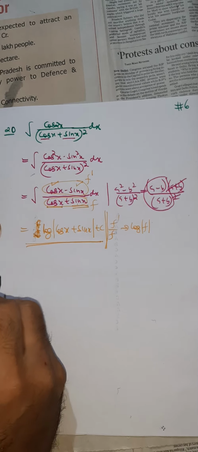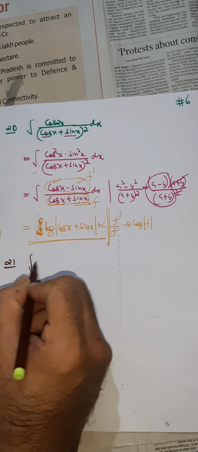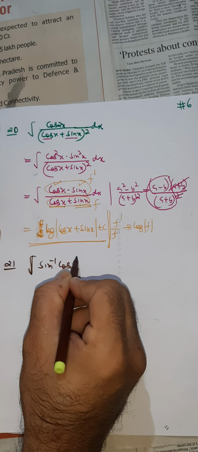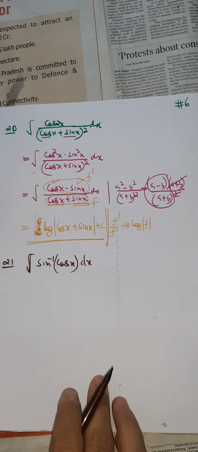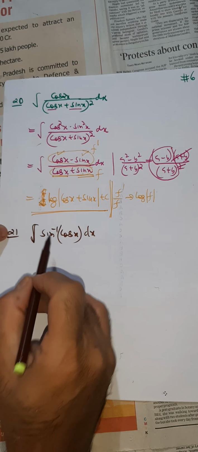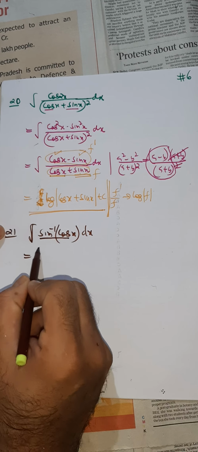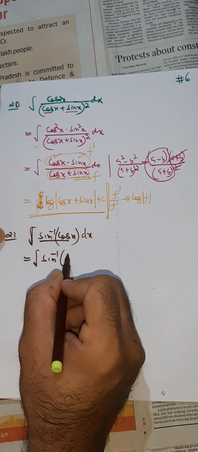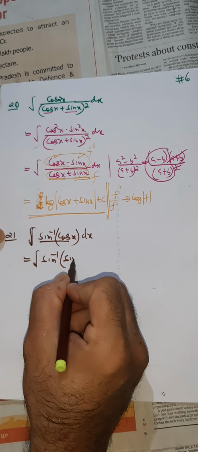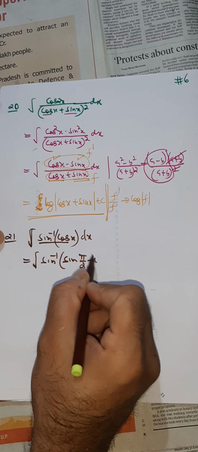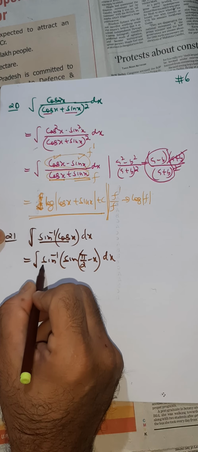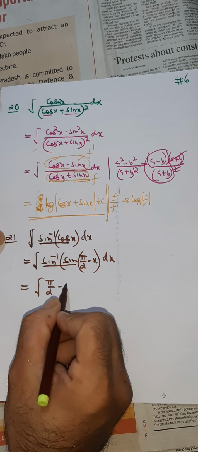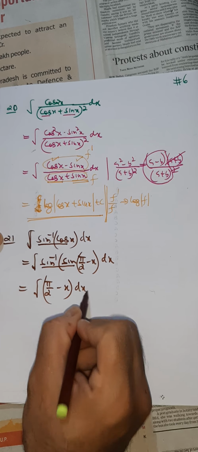Question 21 is too trivial. You have sine inverse of cosine x the whole dx. Now you cannot integrate it directly, you need to simplify this. So here the easiest way to simplify is this: sine of pi by 2 minus x. So now this 2 will get cancelled, so you are left with just pi by 2 minus x the whole dx.